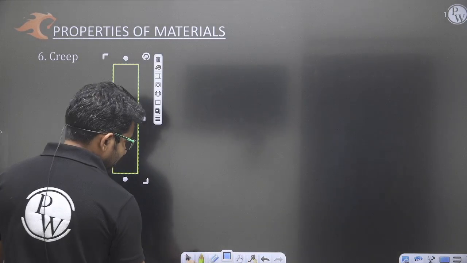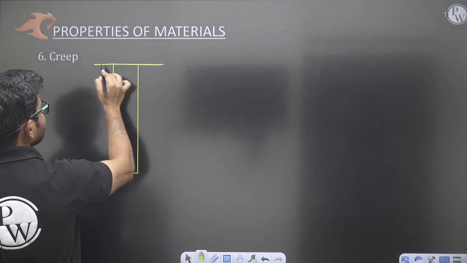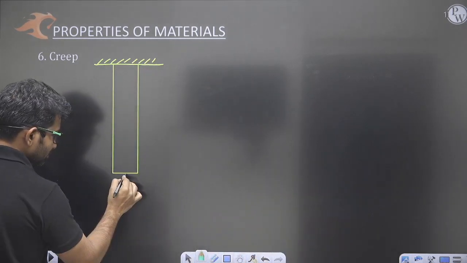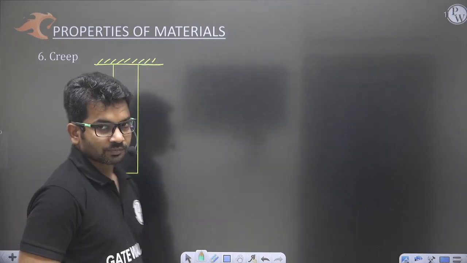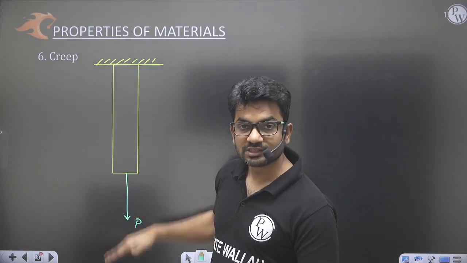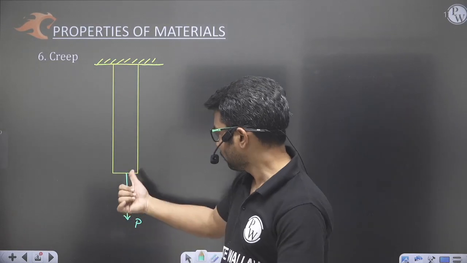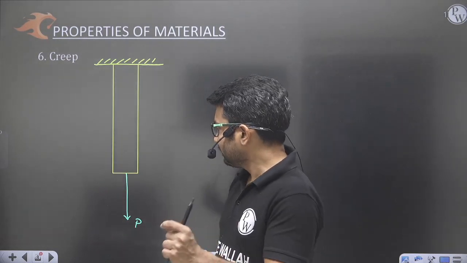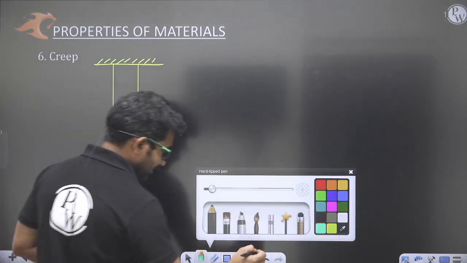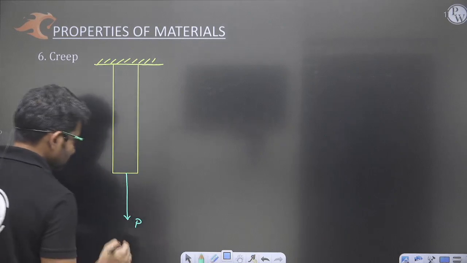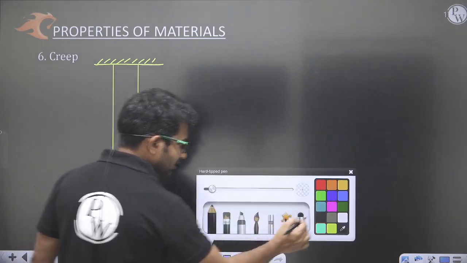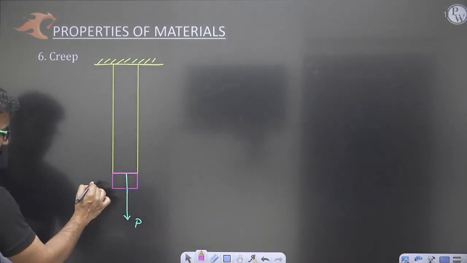Let us say I am having a prismatic bar, and on this bar I have applied a loading for long term. This load P I have applied. At the top this is fixed and at the bottom I have applied a constant load P. Now this load I have applied within elastic limit. In short term what will happen? This material will undergo instantaneous elongation like this. So let us say this elongation is instantaneous elongation or elastic elongation.